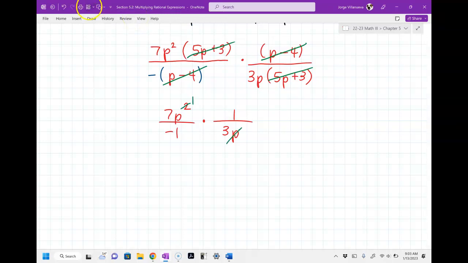So if I multiply across, let me just rewrite it one more time. Here you go. And I multiply across, I get a 7p over negative 3, or I can just put the negative in the very front. Negative 7p over 3. And this is what your homework's going to look like, guys.